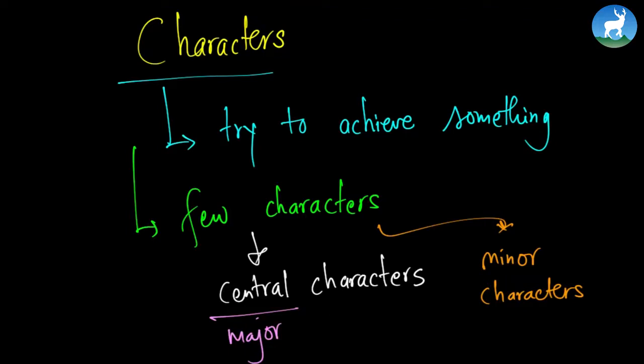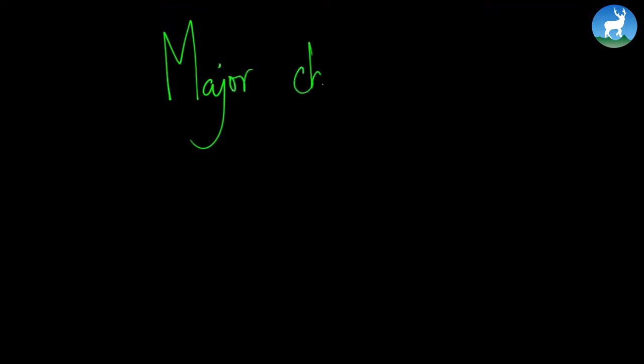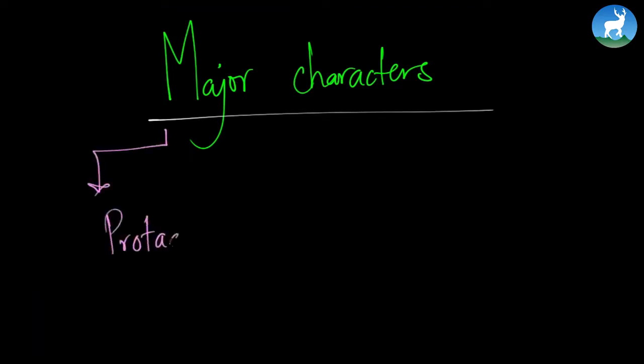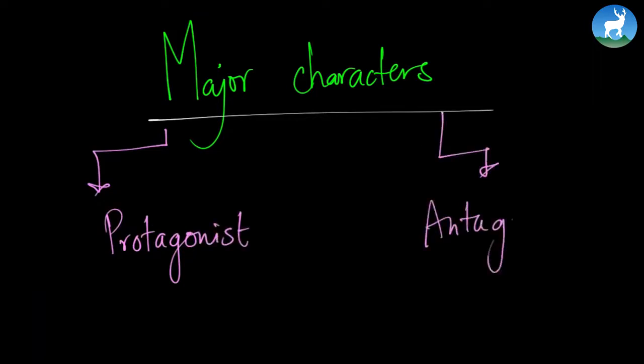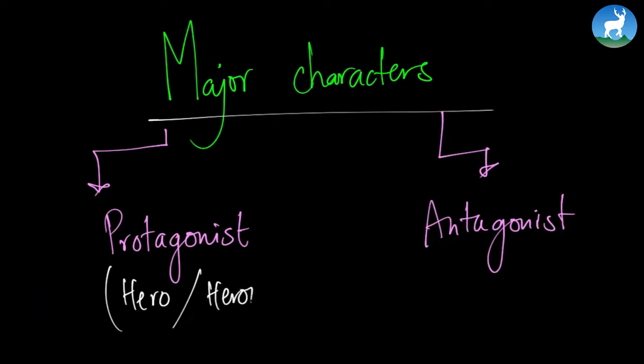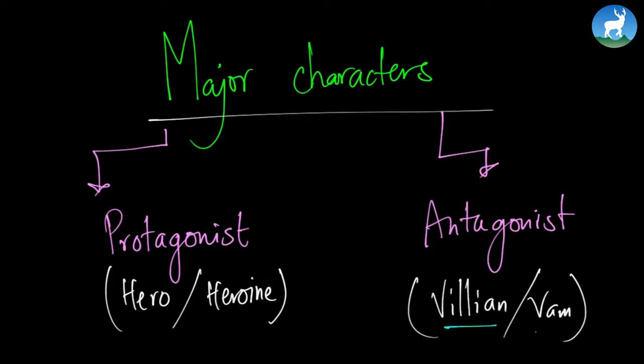Now, the major characters are again divided into 2 subheadings. Now, let's study that. Major characters are divided into 2 different categories. The first one is something called protagonist, and the second is something called antagonist. Protagonist is a hero or a heroine, while the antagonist is the villain or the vamp. So villain is masculine, vamp is feminine, hero is masculine, heroine is feminine. So in major characters we have protagonist and antagonist.